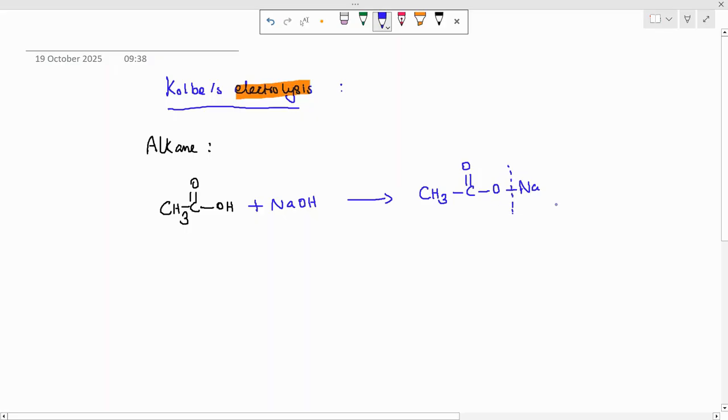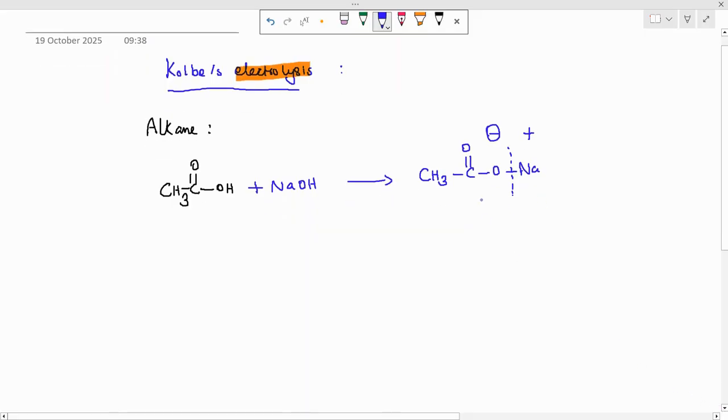Sometimes the sodium salt of acetic acid can be used directly in the Kolbe's electrolysis. Don't bother about that. You can take either the acid or the sodium salt of the carboxylic acid. The purpose is to make it a strong electrolyte. Then the electrolyte will be dissociated into positive and negative parts. You can ask, ma'am, why do I need the positive and negative parts? Because we are going to do the electrolysis here, for the preparation of alkane. So CH3COO minus and Na plus will be there.